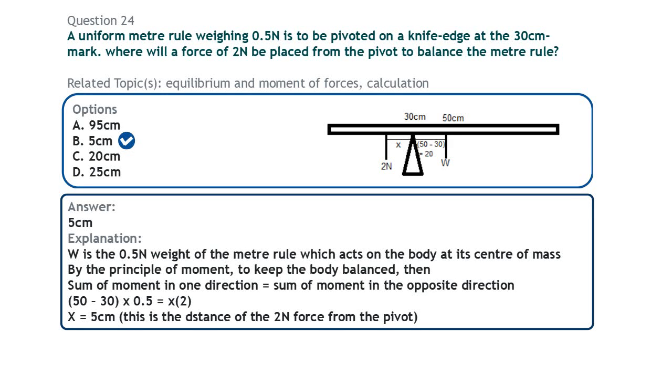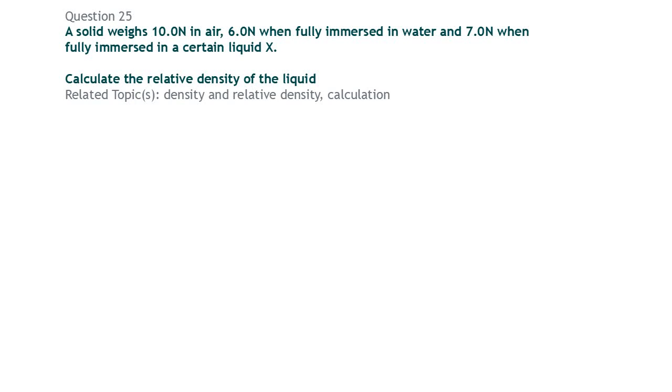So we have 10 is equal to 2x. To get the value of x, we will divide both sides by 2. So when you divide both sides by 2, 10 divided by 2, that will give you 5 centimeter. Okay, so this is the size of that 2 Newton from here. But the question is, where is it going to be placed? That is, on which marking is it going to be placed? So, where will it be placed from the pivot? It's going to be placed 5 centimeter from the pivot.